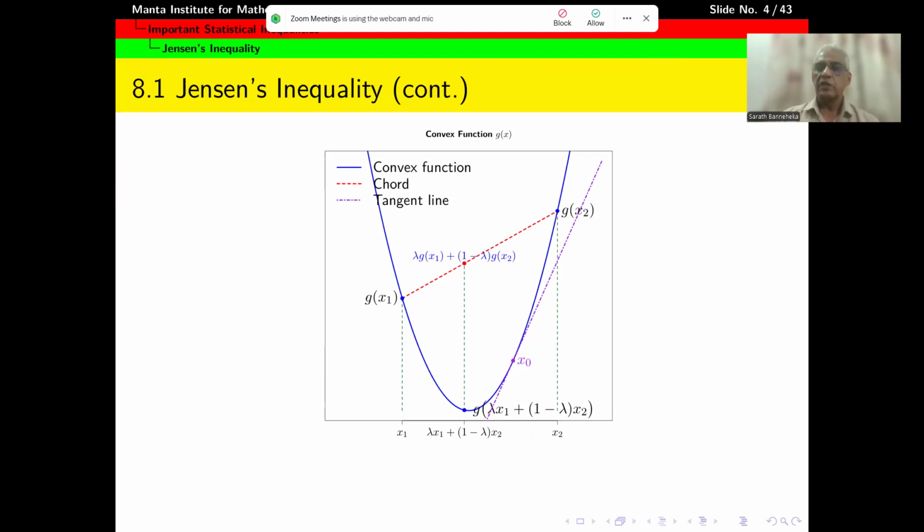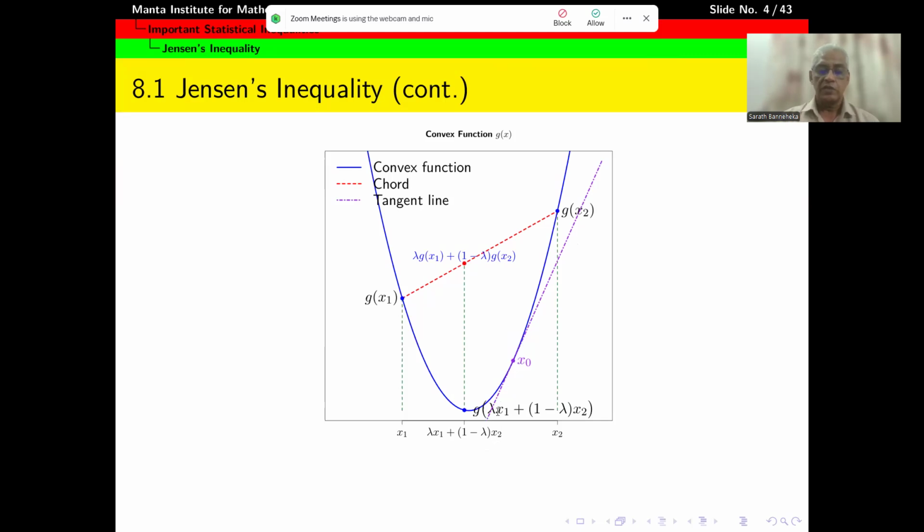A convex function can also be defined in another way by considering the tangent drawn at any point on the graph. For example, here I have drawn the tangent to this function at some point x naught. You can see that for this particular tangent, if you consider any x value, the function will be above the corresponding value on the tangent, right? So here above or equal. At this point, it is equal, right?